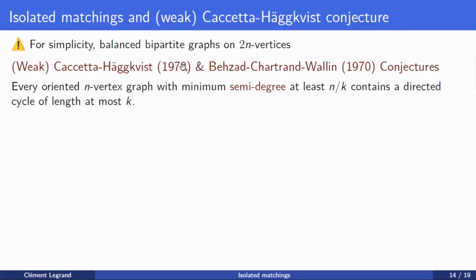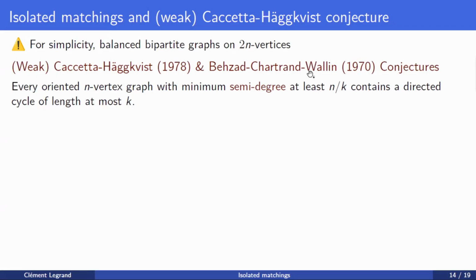And then there's this weakening of the Caccetta-Häggkvist conjecture where you replace out degree by semi-degree. So semi-degree is the minimum of out and in degree. And that's the same thing. And it's also open, and they think it's the same bound. And so this version with the minimum semi-degree, it's a mix of this Caccetta-Häggkvist conjecture and some other conjecture about regular graphs.